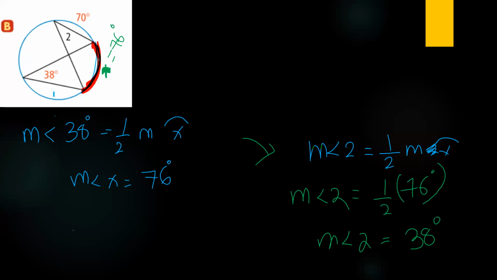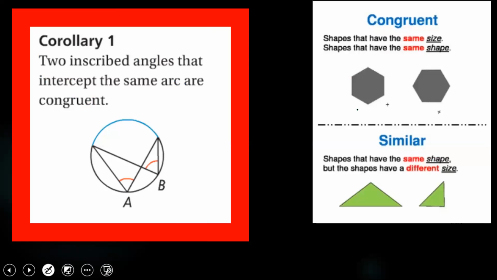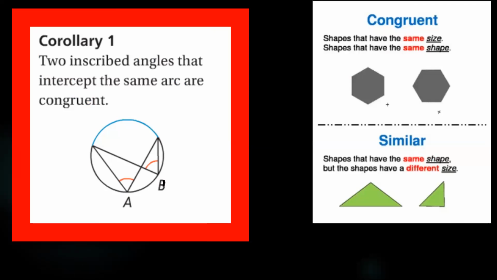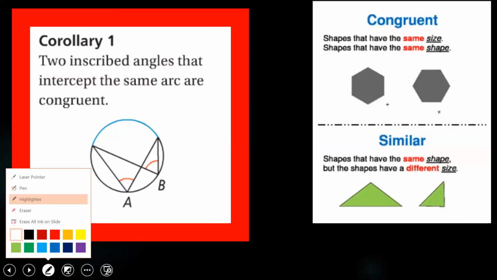So that introduces us to our first corollary, which says if there are two inscribed angles that intercept the same arc, they are congruent, like how we did before. Angle 38 and angle 2 are the same because their arcs are the same. So they will be congruent. Because of that, as you see here now, angle A and angle B will be the same.